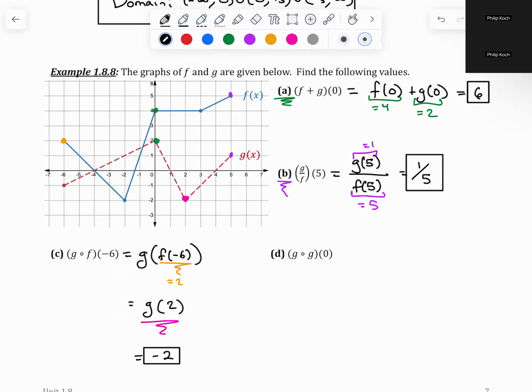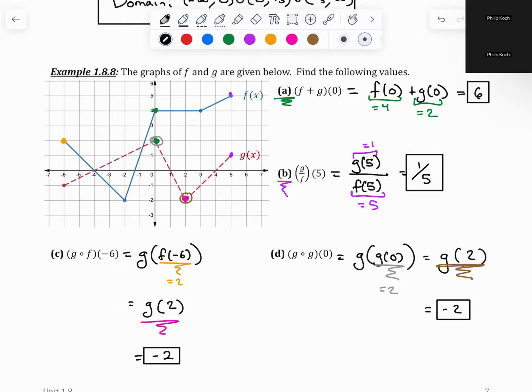So this is g of 0. You're composing the function with itself, and it won't give you back the same number, which is pretty silly. Sometimes it will, but not always. So g of 0, let's use gray. G of 0 would be 2. So this is equal to g of 2. And then let's use brown because we ran out of colors. G of 2 is -2. Fun problem.